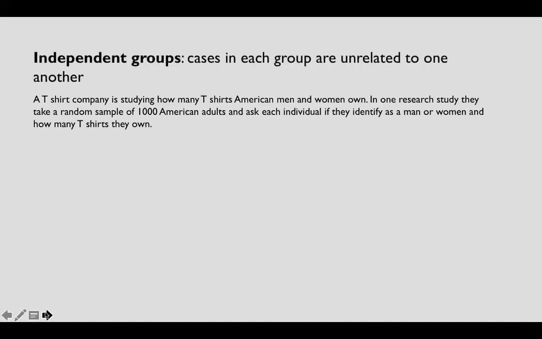All right, so now we're going to go over independent and paired groups. So first, independent groups are groups in which cases in each group are unrelated to one another. So if a t-shirt company studies how many t-shirts American men and women own, they take a random sample of 1,000 American adults and ask each individual if they identify as a man or woman and how many t-shirts they own. So here in this sample, they're independent groups because the number of t-shirts a man owns does not affect the number of t-shirts a woman owns.